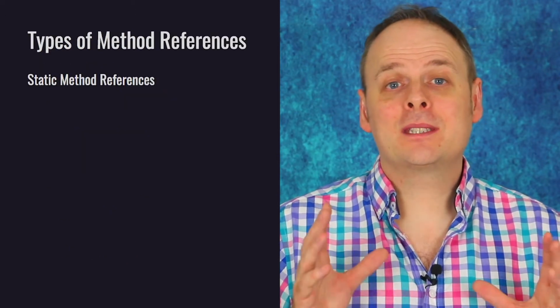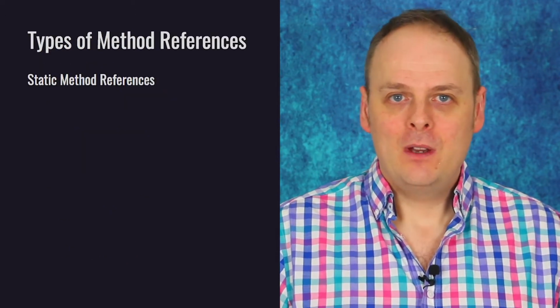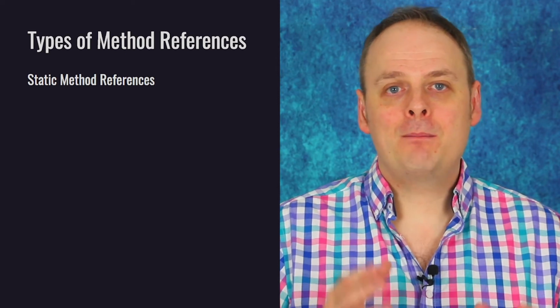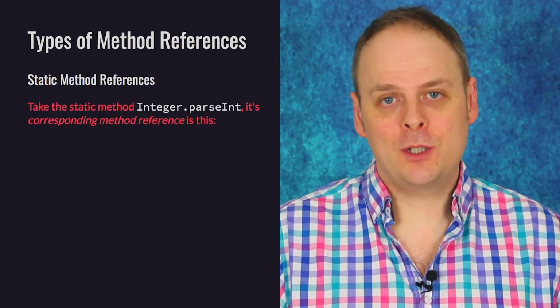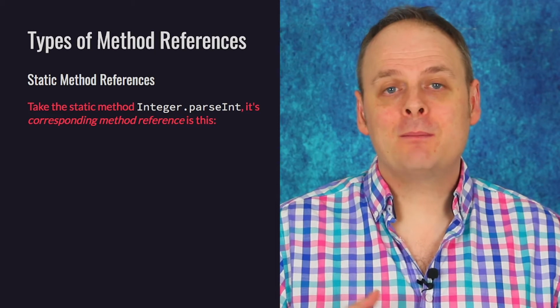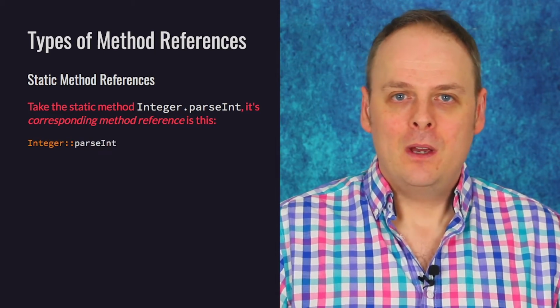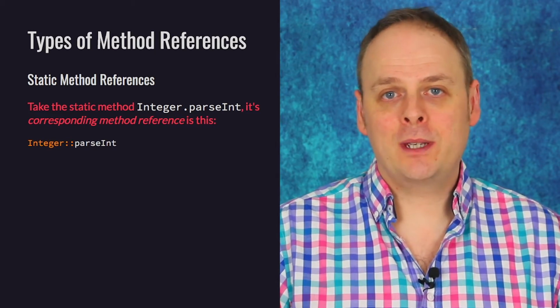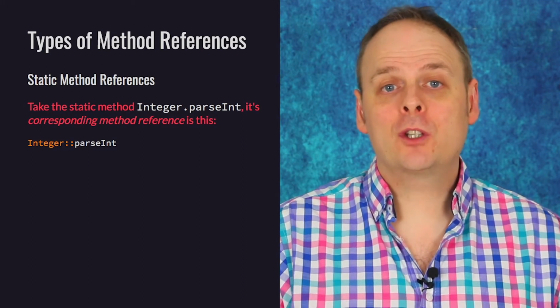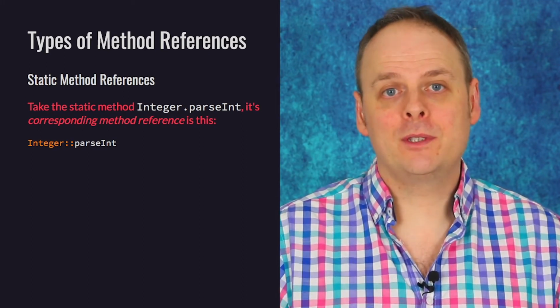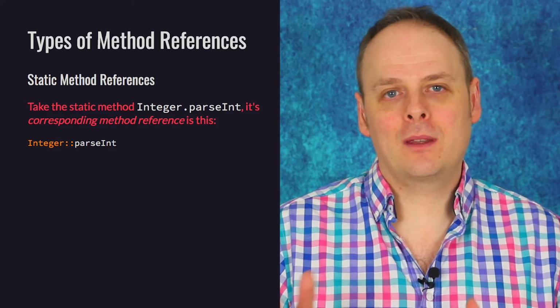First off, let's look at static method references. For this, let's consider the static method parseInt on the class Integer. This can be represented as a method reference like this. Note, since the parseInt method takes a string and returns an int, we can use the Function of String and Integer type to reference it, so it can be assigned and stored like this.